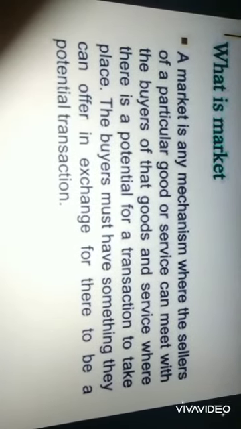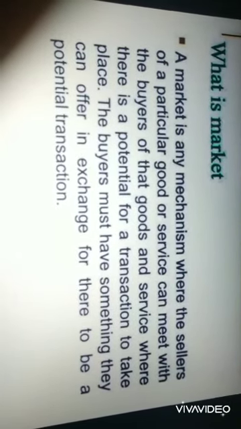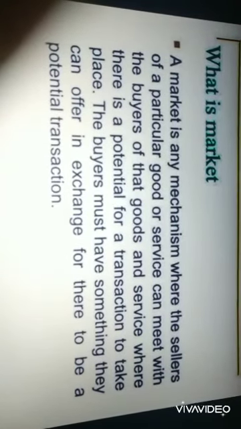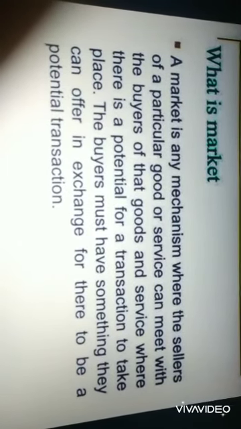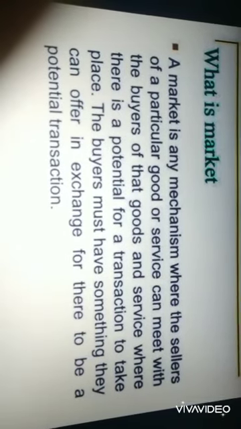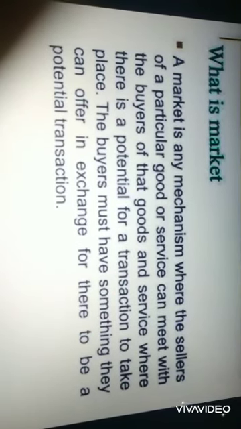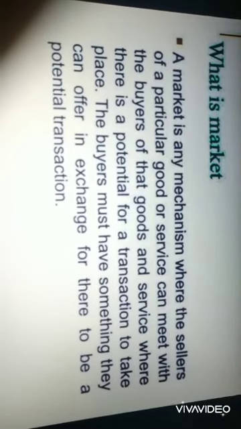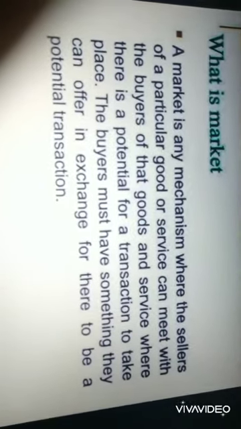So I hope you can read that a market is any mechanism where the sellers of particular goods or services can meet with the buyers of those goods and services, where there is potential for a transaction to take place. The buyers must have something they can offer in exchange for there to be a potential transaction. So I already told you the definition, exactly what this written definition wants to say, but as we went word to word on this screen, I'll explain the same definition word to word.